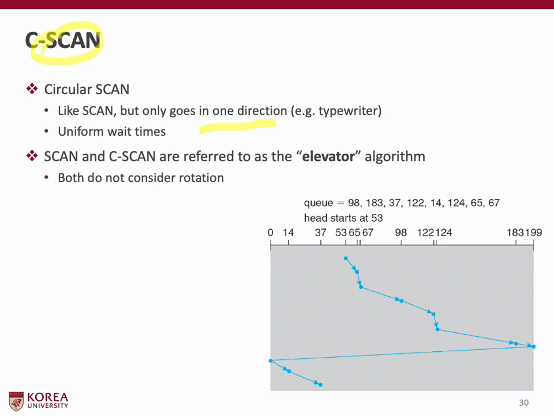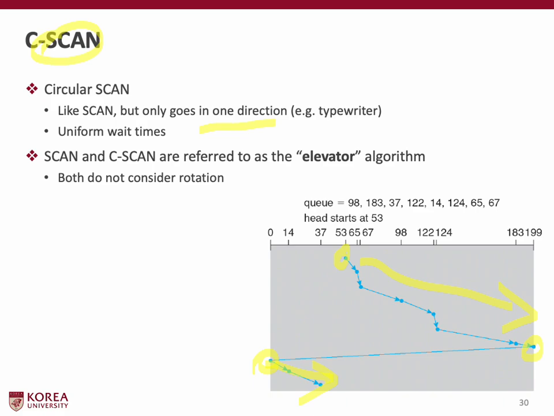For example, if we start at 15.3, then the head will move in this direction. And when it reaches the end, then the head will return to the beginning point without handling any request. After that, it will start a new sweep this way. This is the behavior of the C-scan algorithm.